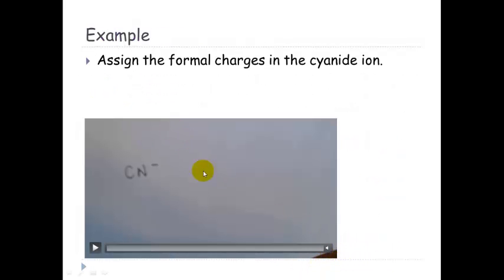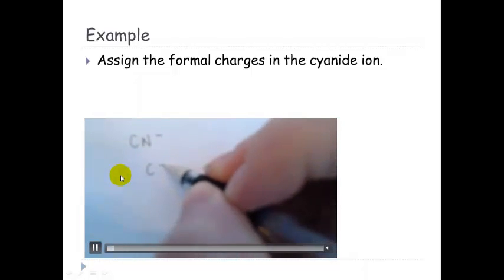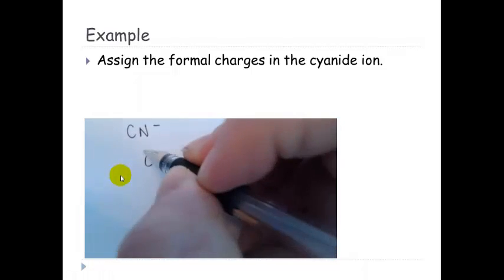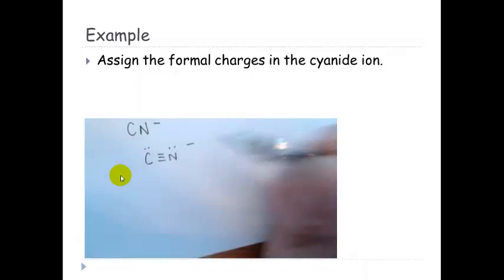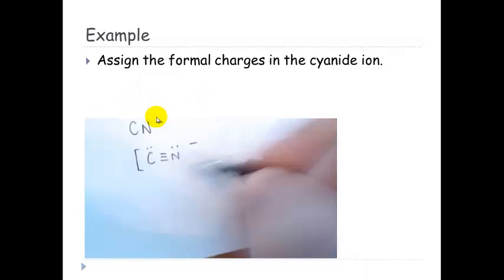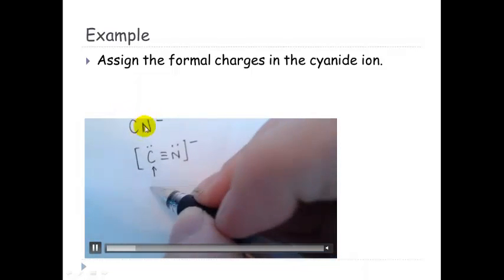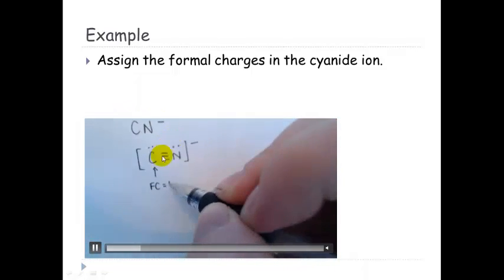Assign the formal charges in the cyanide ion. So we have cyanide, CN-, and cyanide has a triple bond, and you know that there are 10 electrons because 4 from carbon, 5 from nitrogen, and 1 for the negative.